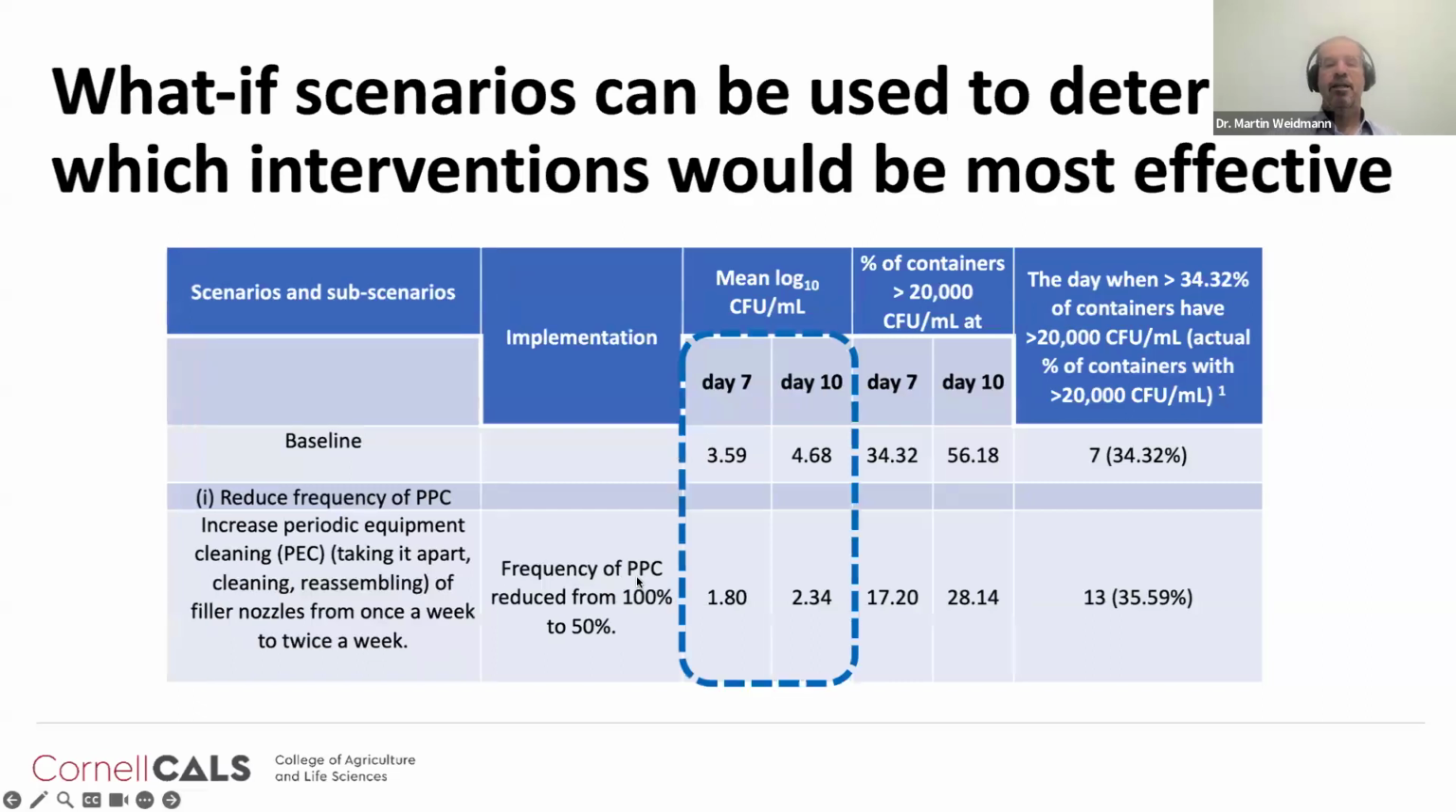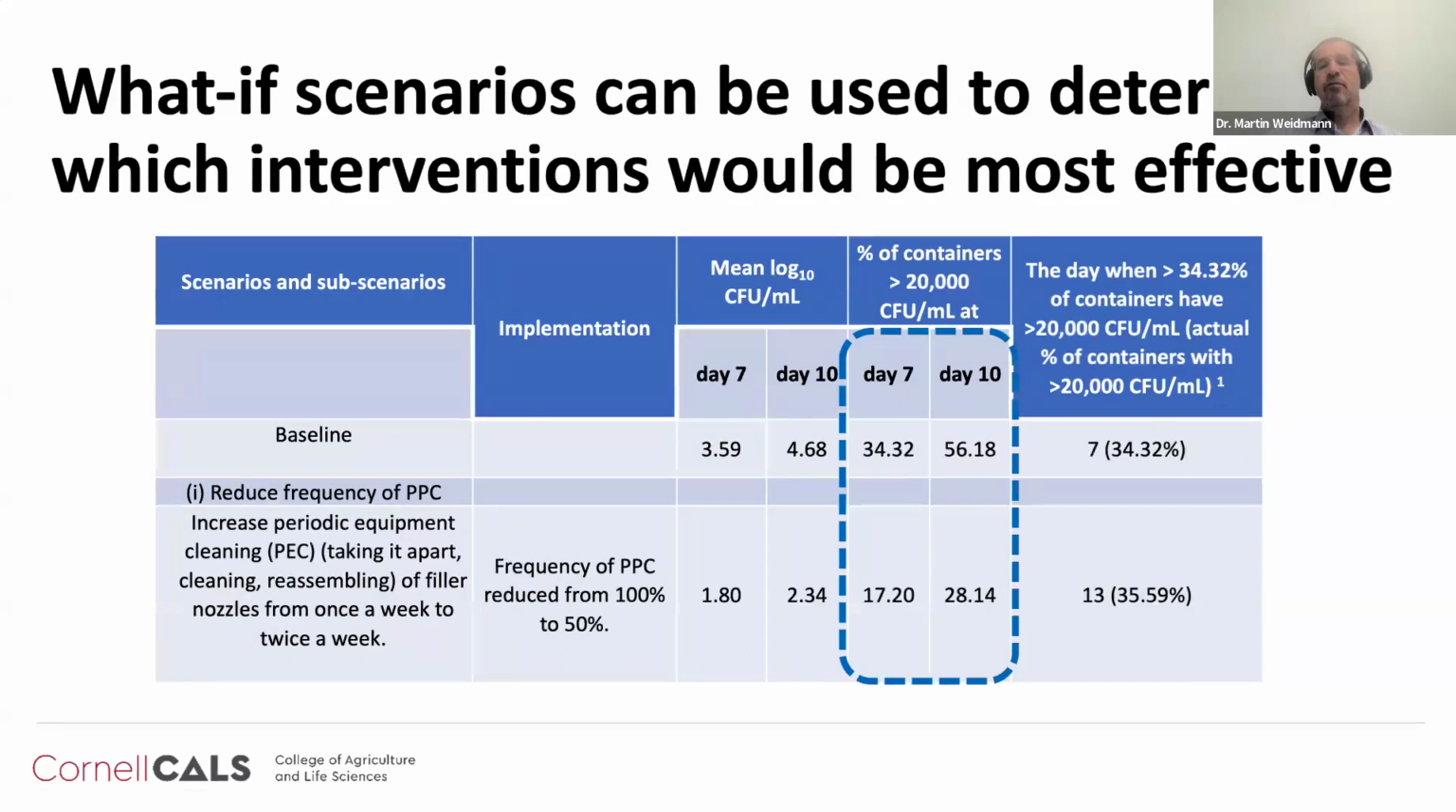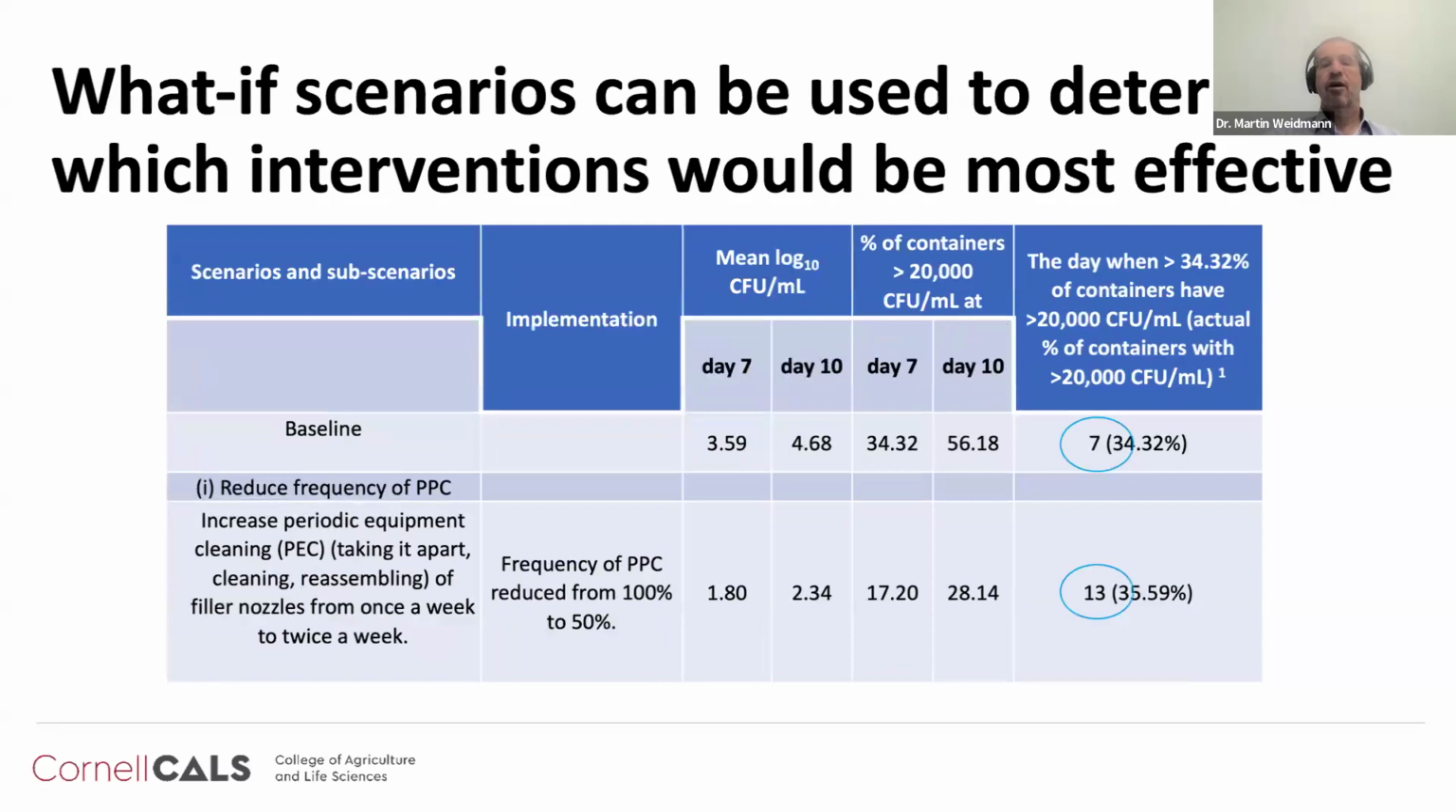You can compare these values to the baseline, and you can see here you have lower numbers of bacteria on day 7 and 10. But most importantly, we can see that your shelf life goes from day 7 to day 13. You have the same percent of milk cartons that are above a certain level of bacteria. However, it now takes 13 days to reach that level rather than 7 days. So in this case, we have a 6-day shelf life extension.